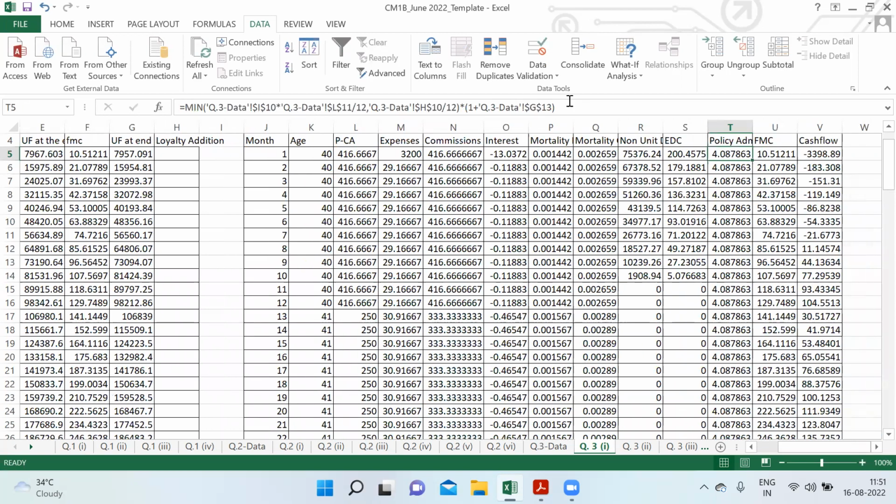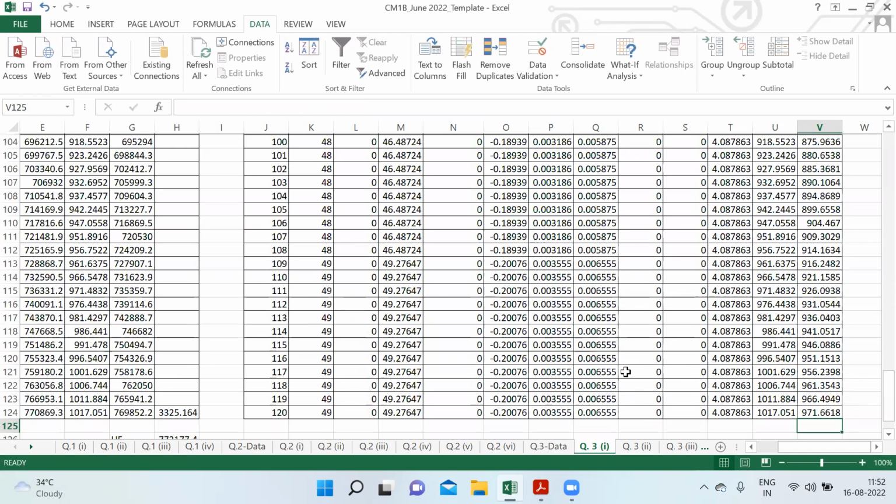Policy administration charges of 0.5% are charged per annum. Converting into monthly rates, we got this value. We have been told it should not exceed 6,000 rupees. Fund management charges will get added over here, whatever we had deducted over there. And cash flow is nothing but premium minus expenses minus commissions plus interest minus death cost minus expected death cost plus policy administration charges plus fund management charges. Okay, so this is my cash flow.